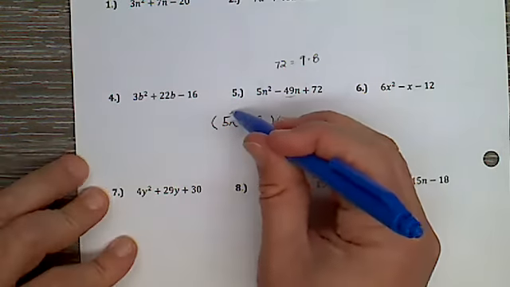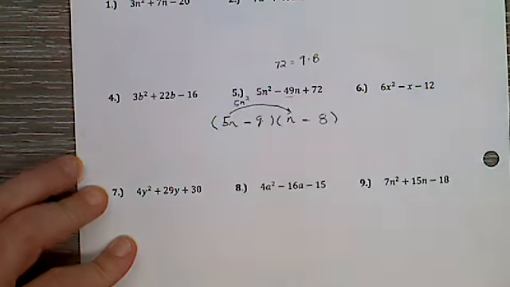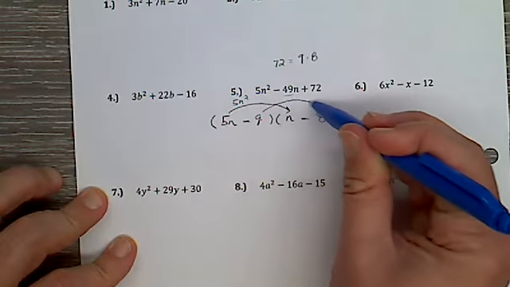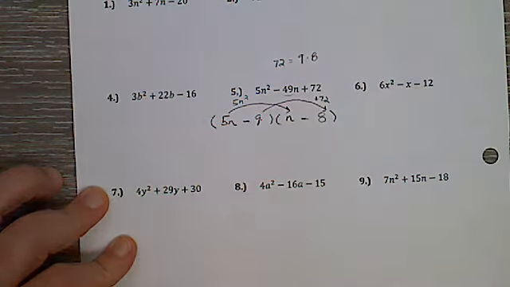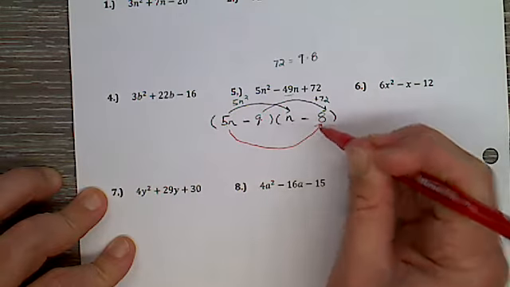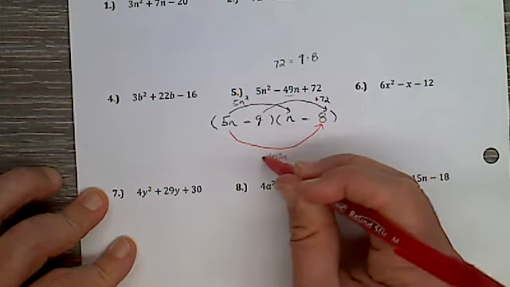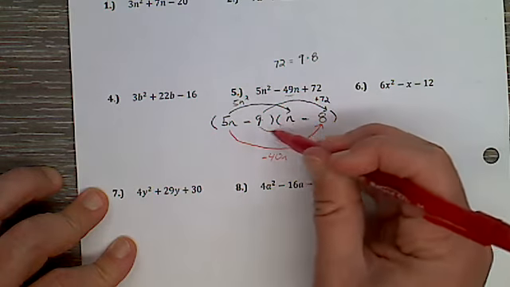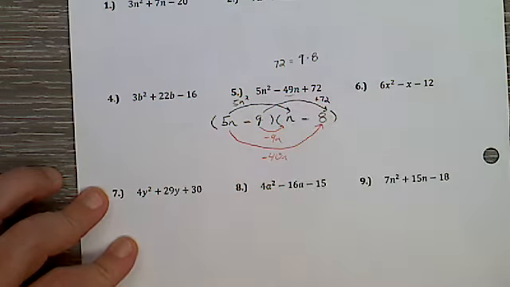So how do I know this works? Because I've got my 5n squared term. My -9 times -8 gives me my positive 72. Remember, FOILing is a double distribute, so I have to do this term times that term. That's 40n minus, because of the minus sign, and -9, that's -9n. And you can see they do add to 49.